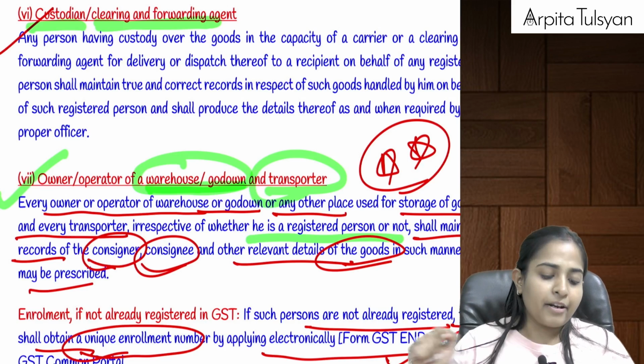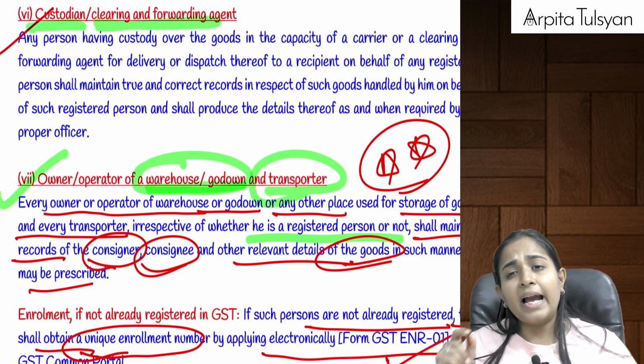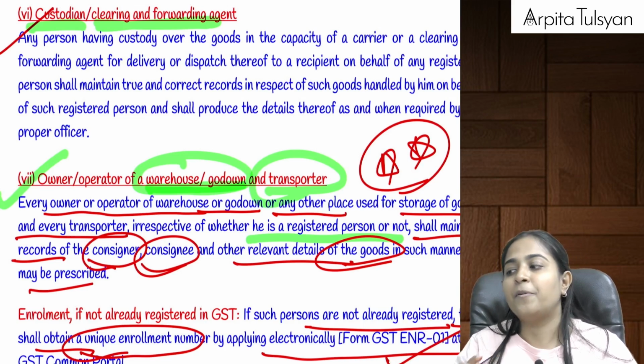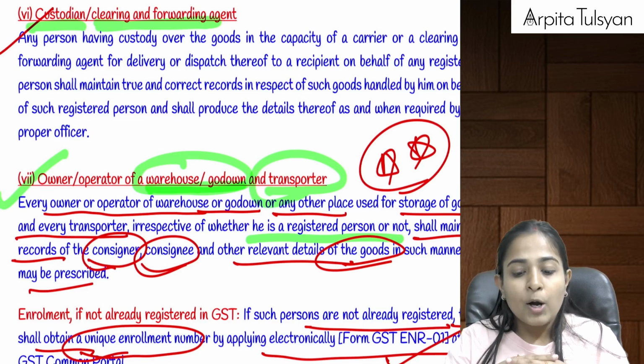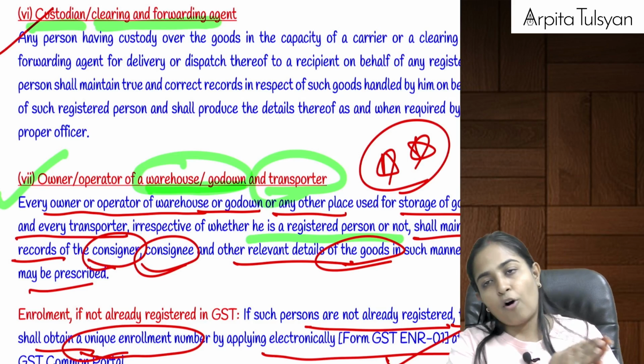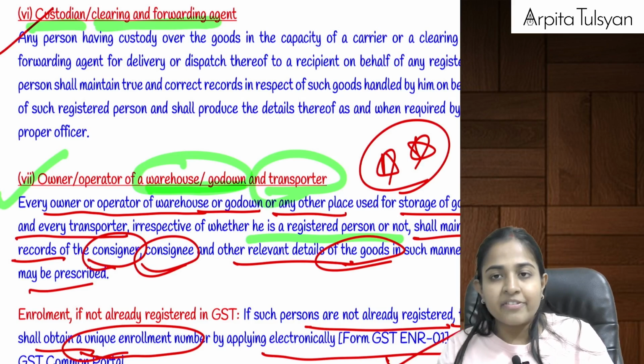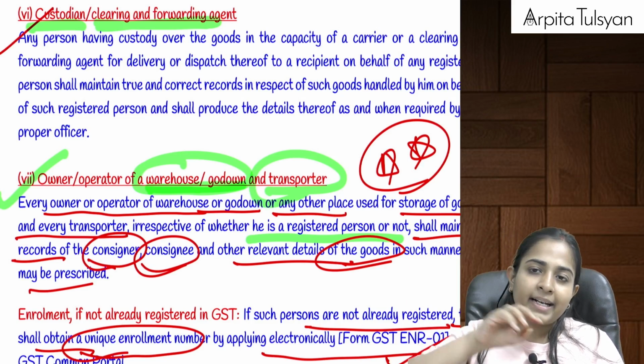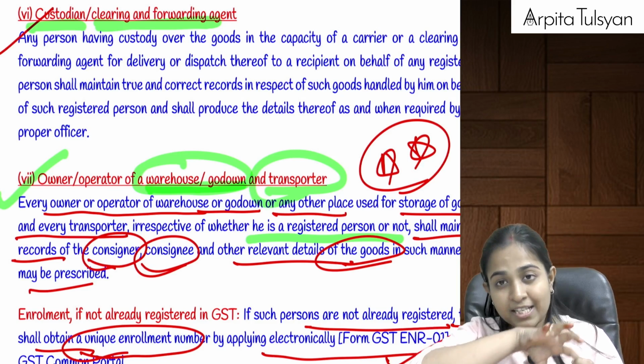Then similarly, for a custodian and clearing and forwarding agent, he is such a person who is handling the goods. So he will have to maintain the details of all the goods that he has received, then the goods that he has supplied, the goods that he has disposed of, the goods which have gone from his hands.